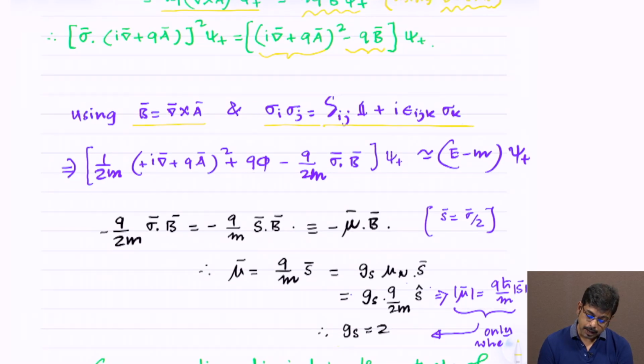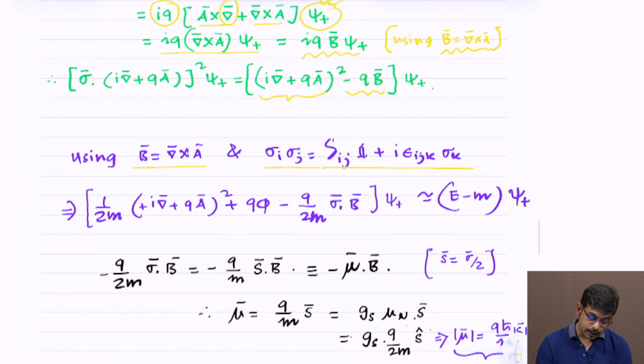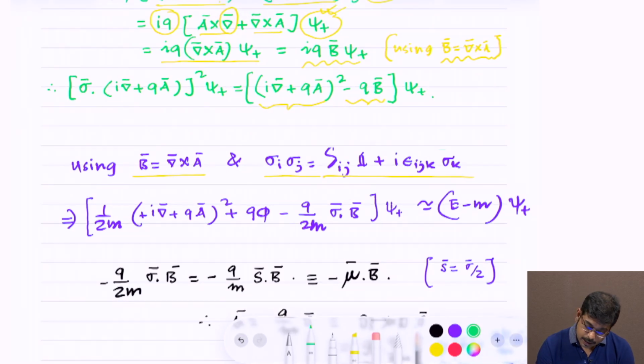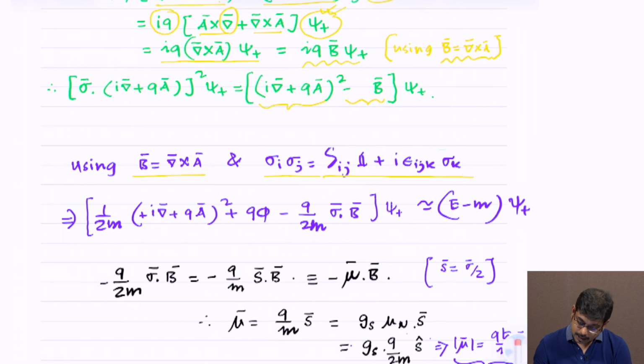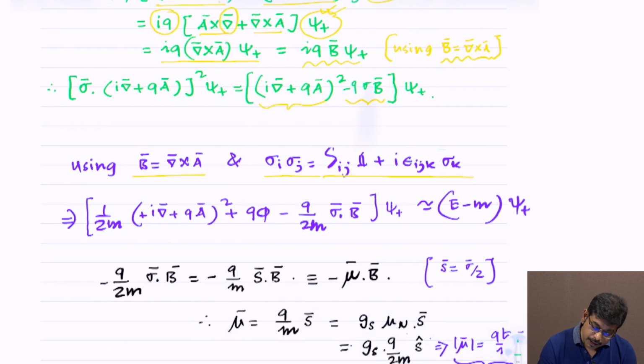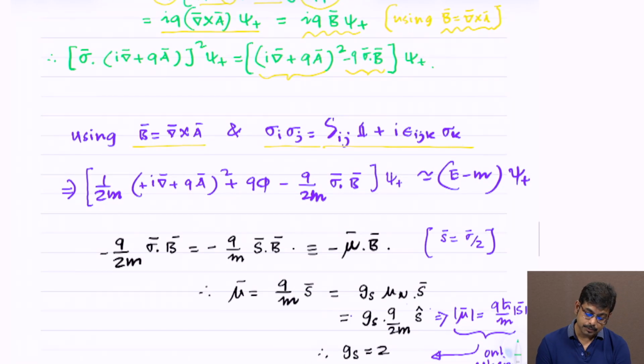So, there is a bit of a typo that I have to correct. This is actually not just Q B, this is essentially Q into sigma dot B. This is sigma dot B, right. So, this is what I have.